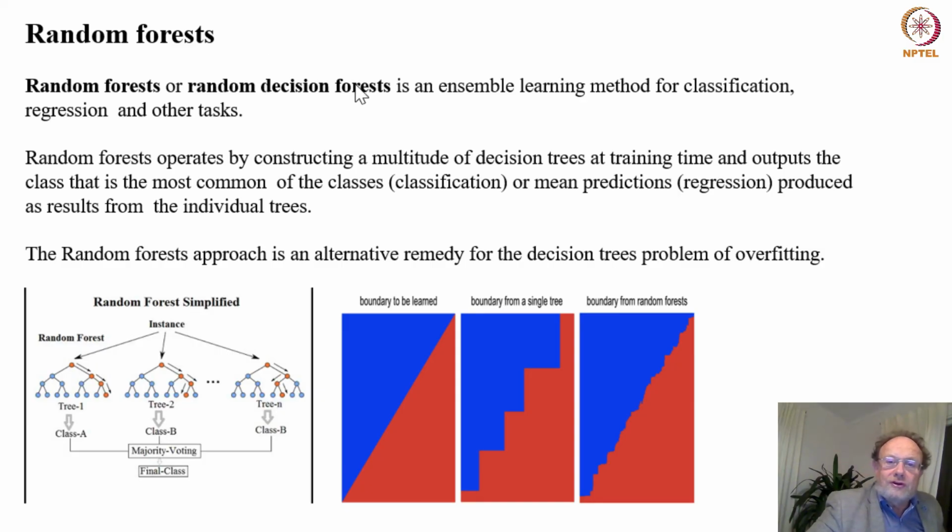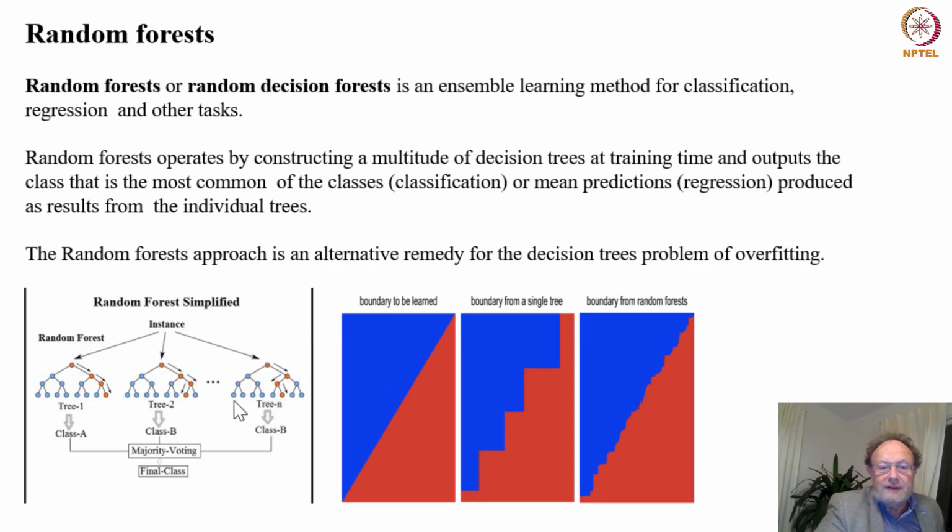So to take a concrete example of an ensemble method, we can look at random forests, or random decision forests, which are techniques that can be used for classification, regression, and other tasks. A random forest operates by constructing a multitude of decision trees at training time and outputs the class that is the most common of the classes, or mean prediction, produced as results from the individual trees. The random forest approach is also an alternative remedy for the decision tree problem of overfitting.